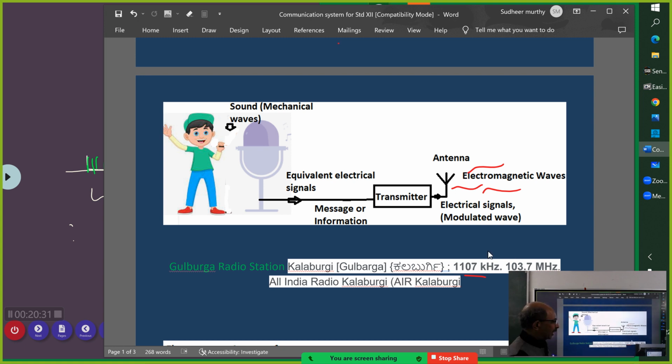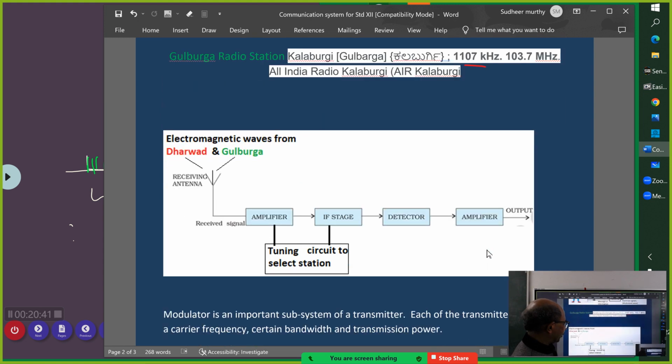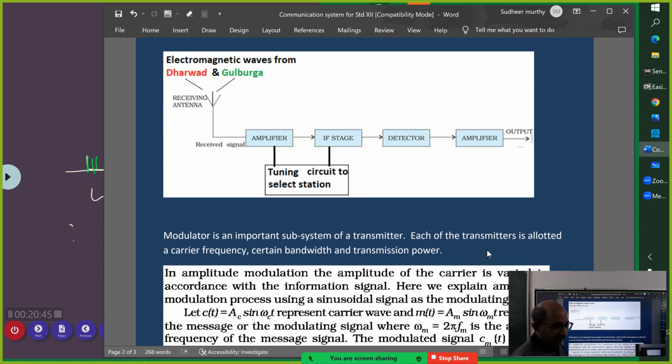If there are too many radio signals, they are not disturbed. Good question, good question. I will answer that question. My next slide will answer that question. Good student. See, I have developed the theory in a manner in which you can easily learn. I anticipated this question.